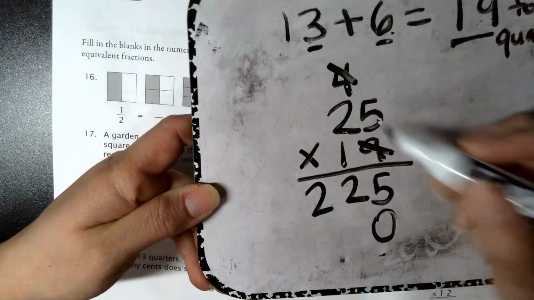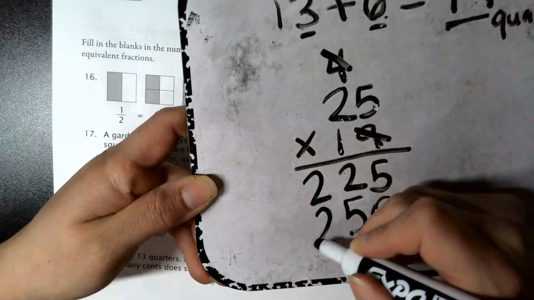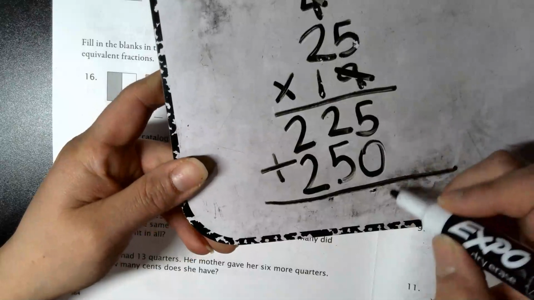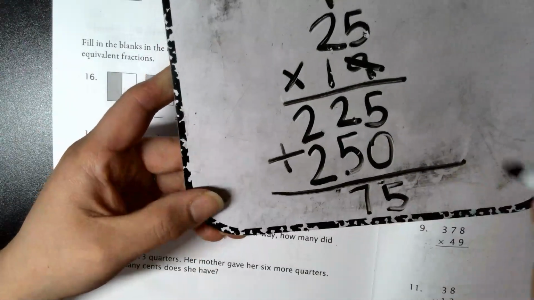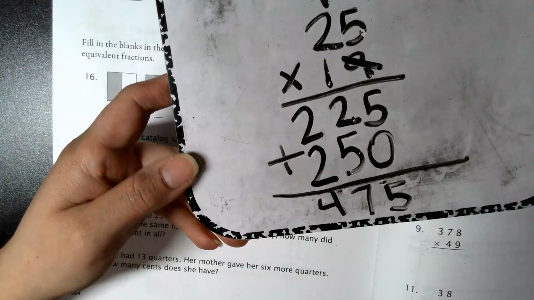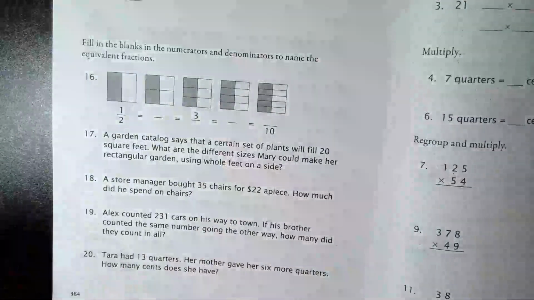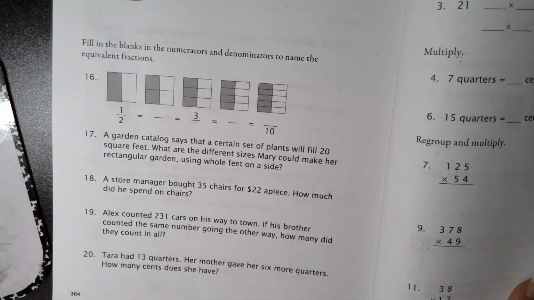1 times 5 is 5. 1 times 2 is 2. And now we can finally add them all up. 5 plus 2 is 7, and 2 plus 2 is 4. So we have 475. And that one is for number 20 on page 364.